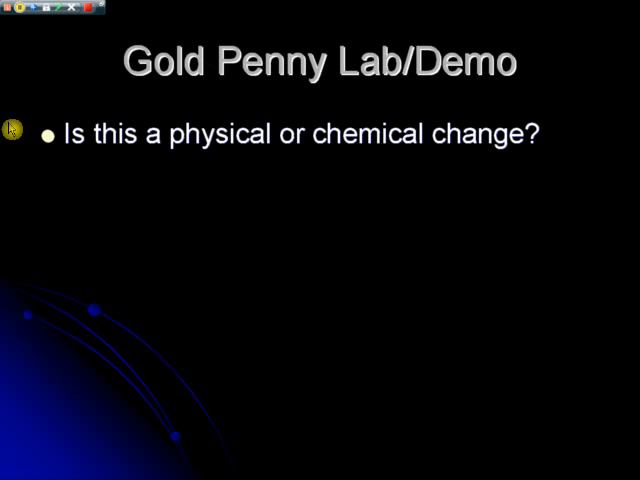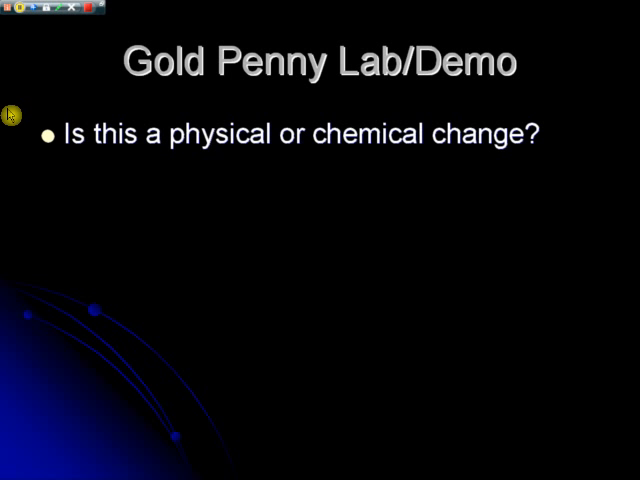Now, in class, we did a gold penny lab. In this gold penny demonstration, we're going to change copper pennies into silver and then gold. Of course, we're not actually changing them into real silver and real gold, but we're going to change them into something that looks like silver and then something that looks like gold. The question I have then is, is this a physical or a chemical change?